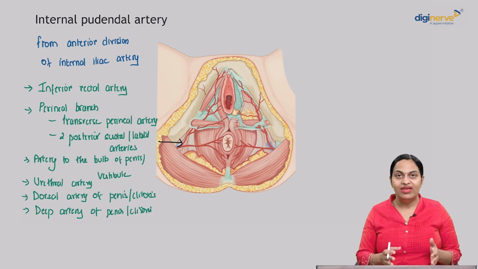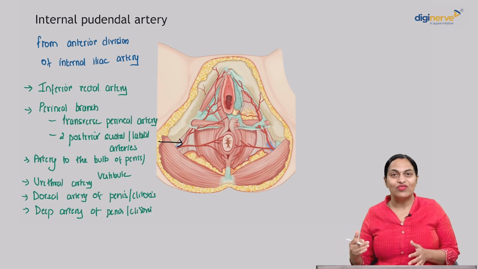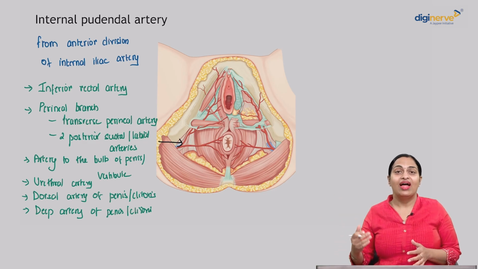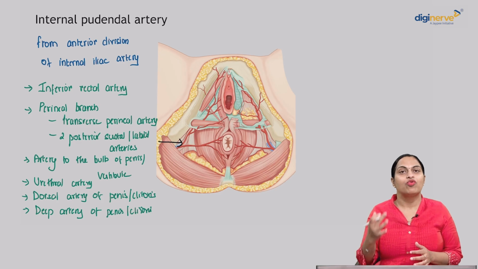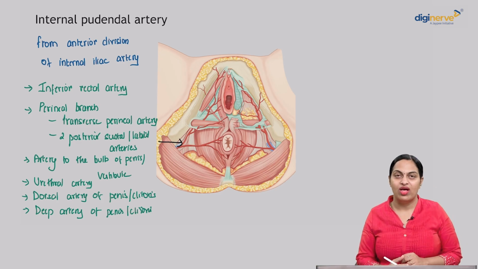So, from the pelvic cavity through the greater sciatic foramen into the gluteal region, over the dorsal surface of the ischial spine, and then through the lesser sciatic foramen, it reaches the pudendal canal in the lateral wall of the ischioanal fossa. What are the branches coming from it?